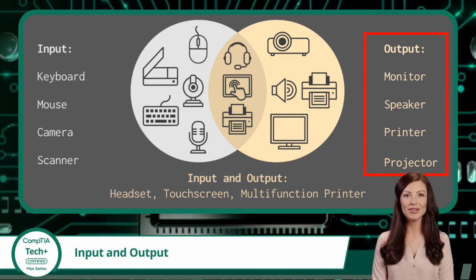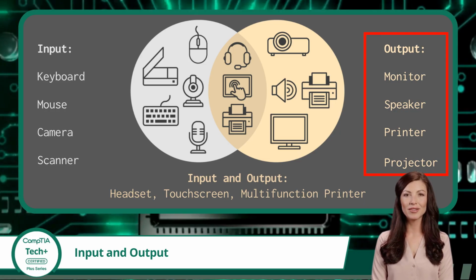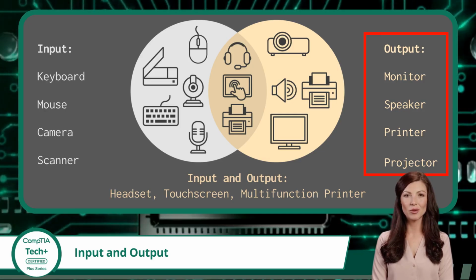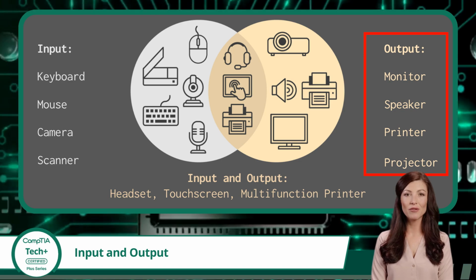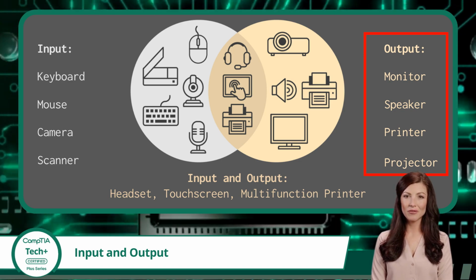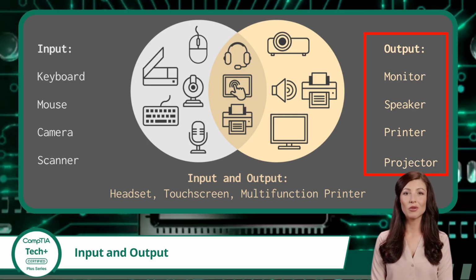Examples of output devices include a monitor, which displays text, images, and video, a speaker, which outputs sound such as music or voice, a printer, which converts digital documents into physical ones, and a projector, which displays computer content on a larger screen for group viewing. If the computer is sending data out to you in any form, the device doing that job is considered an output device.